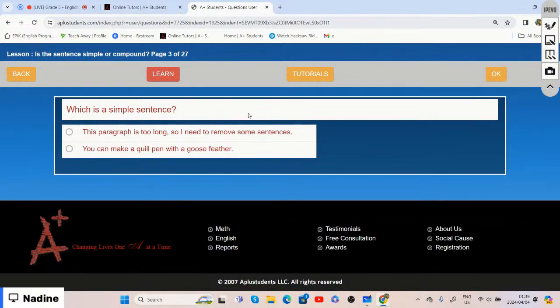Which is a simple sentence? Is it option one, which says, this paragraph is too long, so I need to remove some sentences? Or is it the second option, which is, you can make a quill pen with a goose feather?